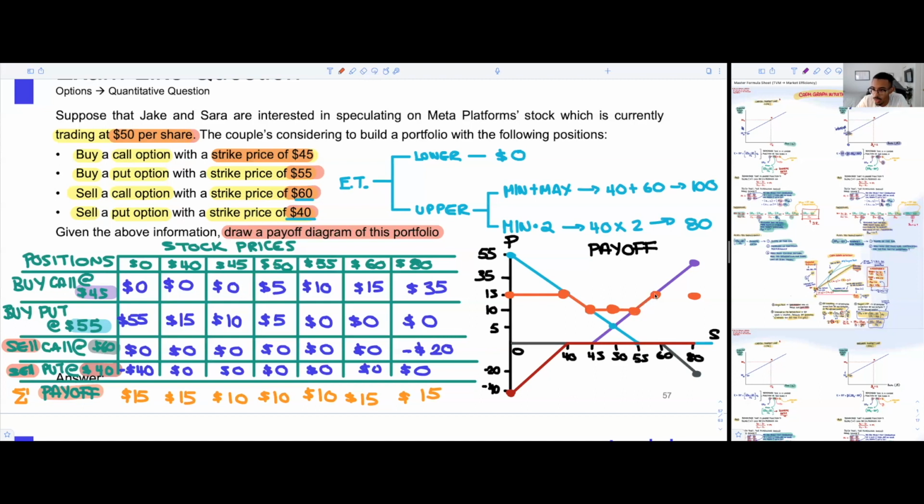And this would be our payoff diagram. It would look something like this. It would maximize the payoff towards $15. And then it would sink all the way to 10 bucks between 40 bucks all the way to 60 bucks. Then it would rise all the way up once again to a payoff of $15.